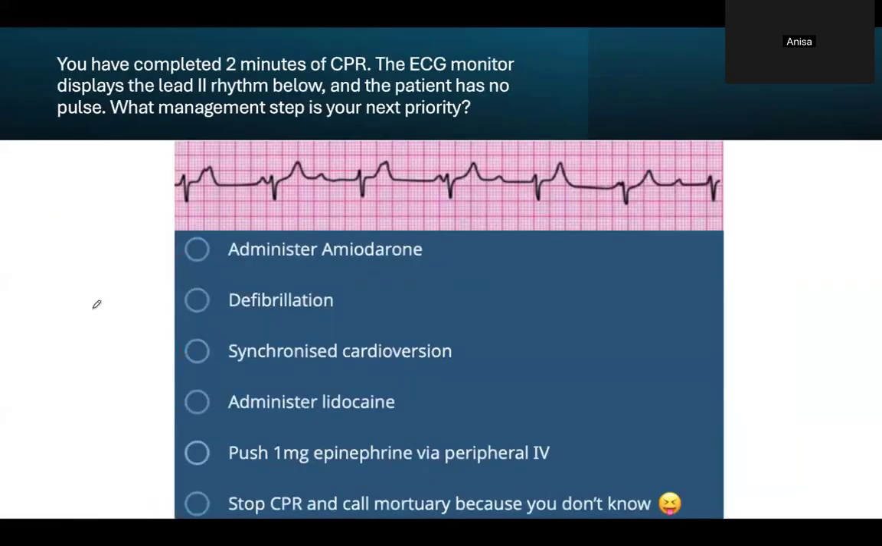This one was a little bit more challenging, according to me. So you have completed 2 minutes of CPR. The ECG monitor displays this. I think somebody did ask what kind of ECG this is. And I want to draw your attention to this part of the question, which says the patient has no pulse. So what does that mean? It means that when you remember the flowchart that I did on cardiac emergencies, you have to go this way where it says PEA, pulseless electrical activity.